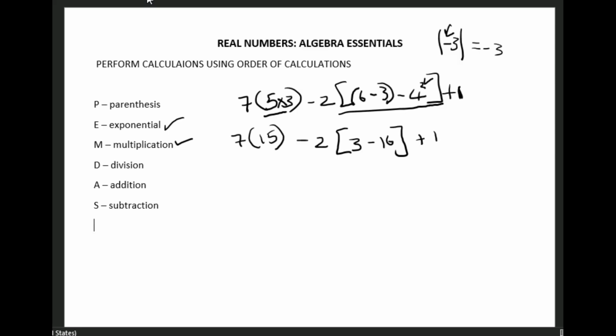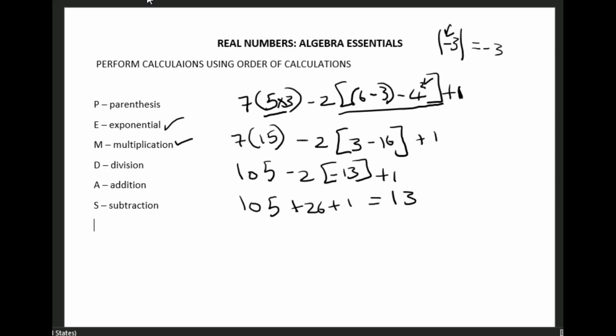And then I have 7 times 15 is 105 minus 2. 3 minus 16 is negative 13 plus 1. So I have 105 minus 2 times 2 minus 13 is positive 26 plus 1. So I should have my final answer as 132. Alright, I'm sure we might have 131 the first time if I didn't add this plus 1. So the correct answer is 132.